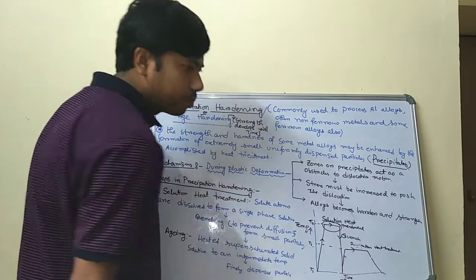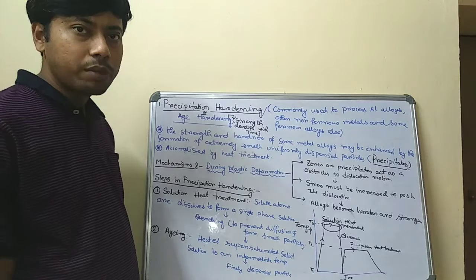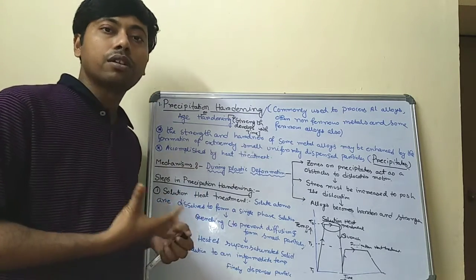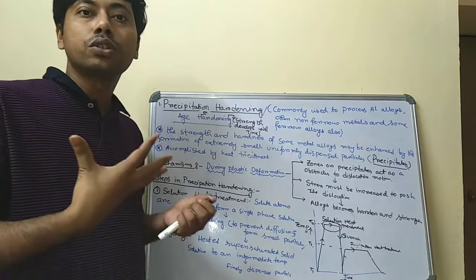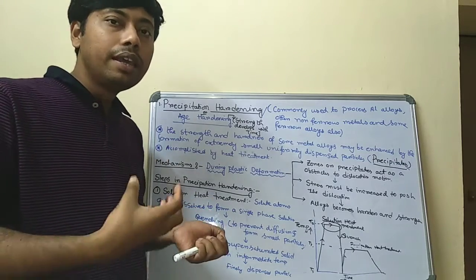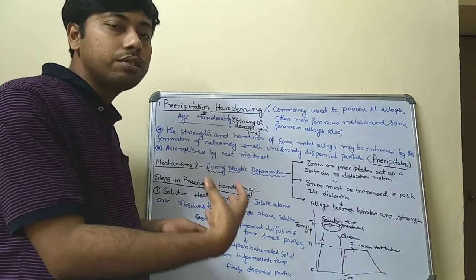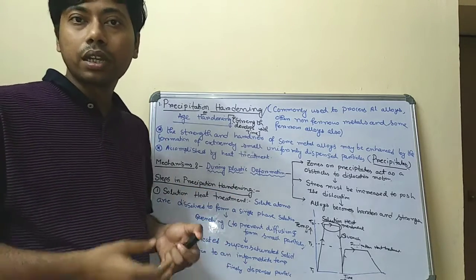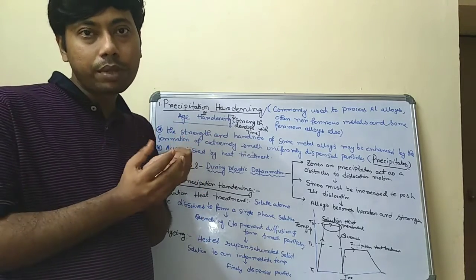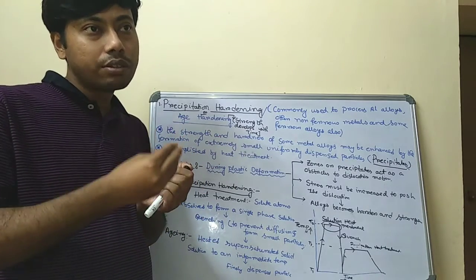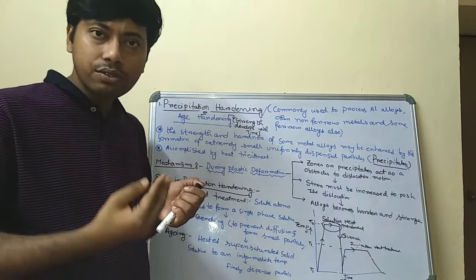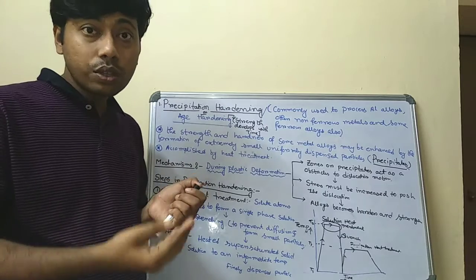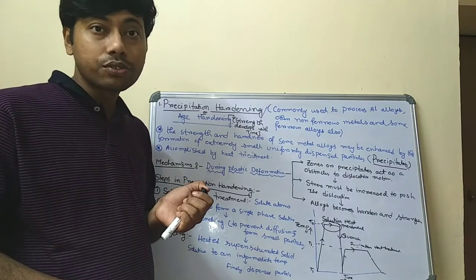Then you cool it in the normal way, in normal air. In this way, precipitate particles are formed through a suitable heat treatment process, and you introduce them into the parent phase of the material. If you add precipitate particles to the parent phase of the matrix, obviously they act as obstacles to dislocation movement and enhance the strength. So in this way you can increase the strength of the material.